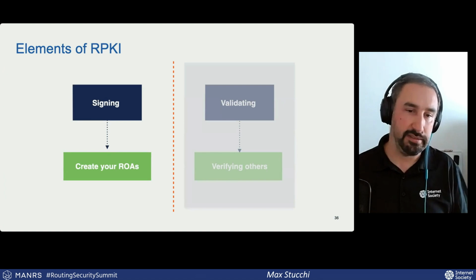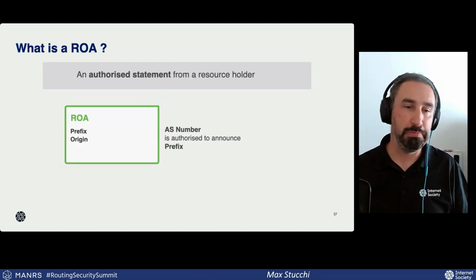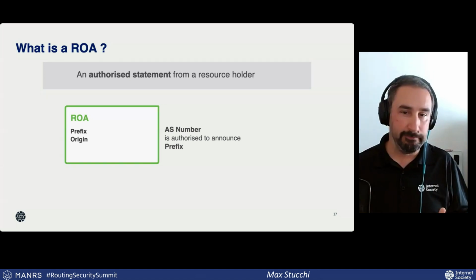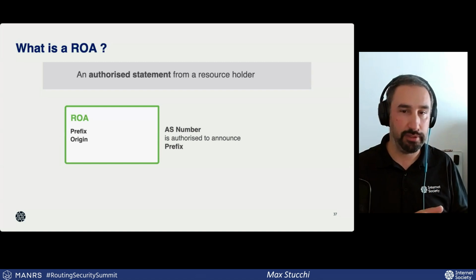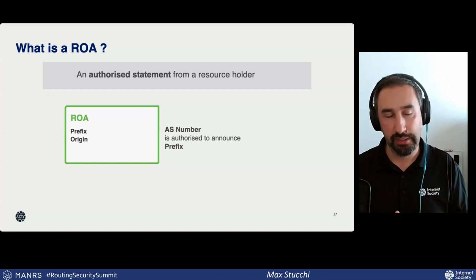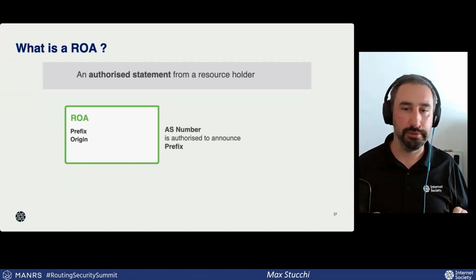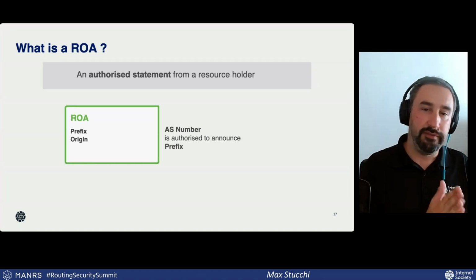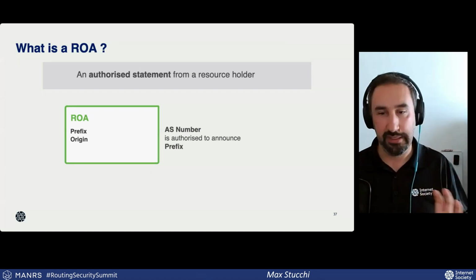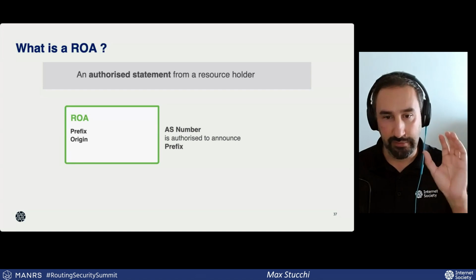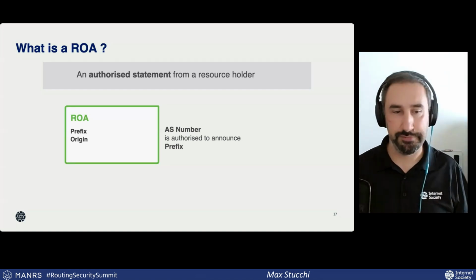Let's look at the signature and what a ROA is. A ROA is basically a file that puts together a prefix, so a network, and an origin. There's a little bit more spice added. I'll get to that in a moment. You have, in a ROA, basically a statement that says, as I mentioned already, this AS number, so the origin, is authorized to announce this prefix.